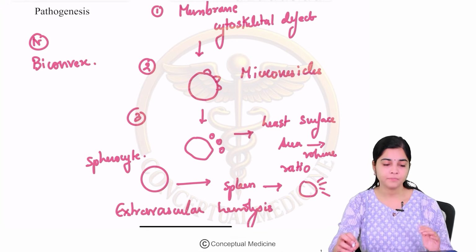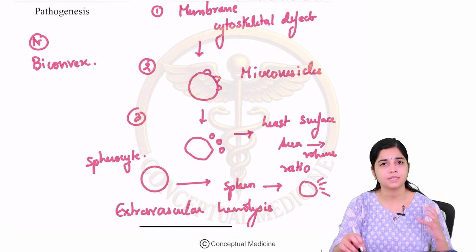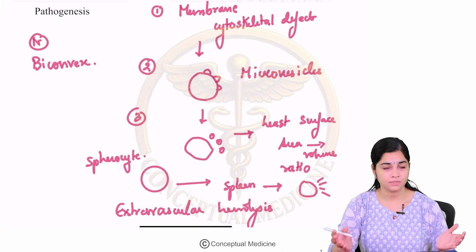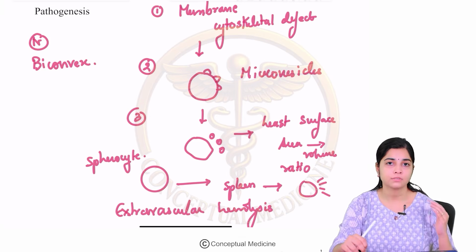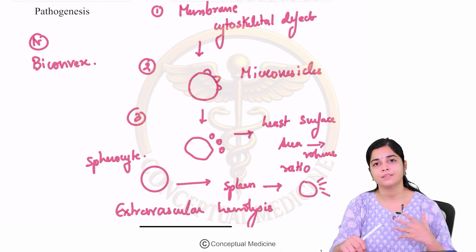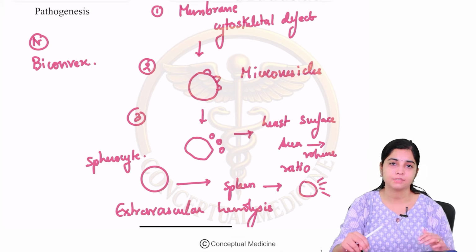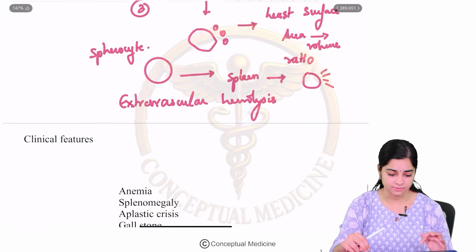Okay, so I hope this is clear. Membrane cytoskeletal defects basically result in the RBC assuming the shape of a spherocyte, just so that it can have the least surface area to volume ratio, and then it undergoes sequestration in the spleen and it breaks down. So this is the pathogenesis of hereditary spherocytosis.